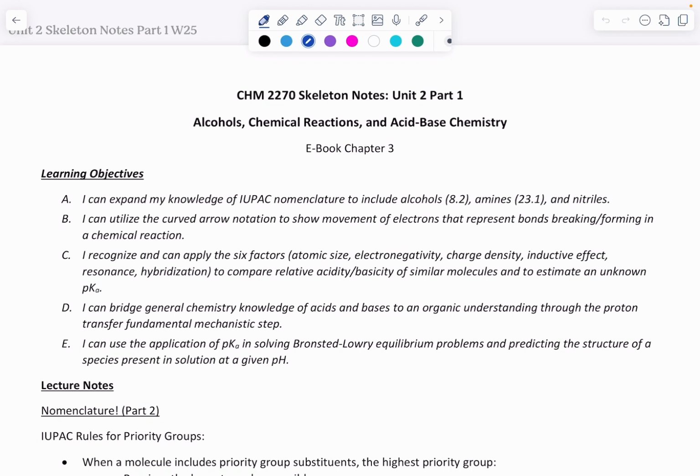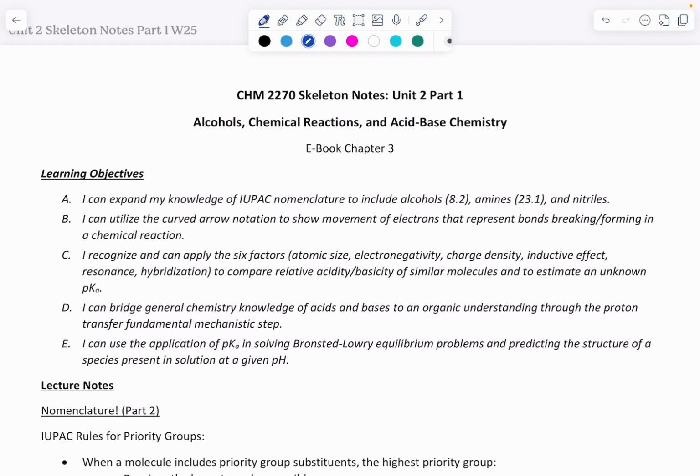I have the learning objectives here. So we will expand what we know about IUPAC nomenclature to include alcohols, amines, and nitriles. And I have these numbers in parentheses here because alcohol nomenclature isn't talked about until Chapter 8, Section 2. Amines is Chapter 23, Section 1. Nitriles, I couldn't actually find in the book, but I still want to teach it to you all so you know what nitriles are.